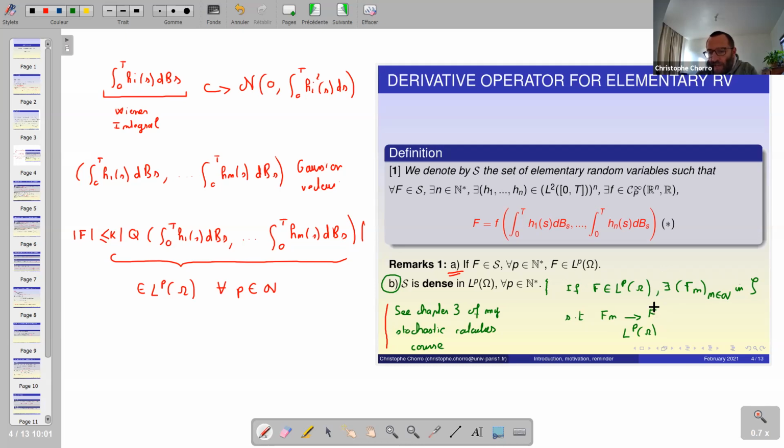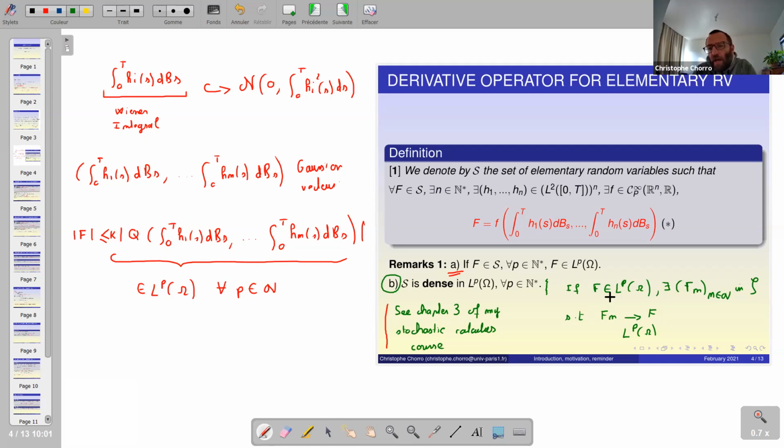That is, if I have an element in LP, it will be possible for me to approximate it by elements that are in S, excuse me. Okay. So this is my set of elementary random variables.